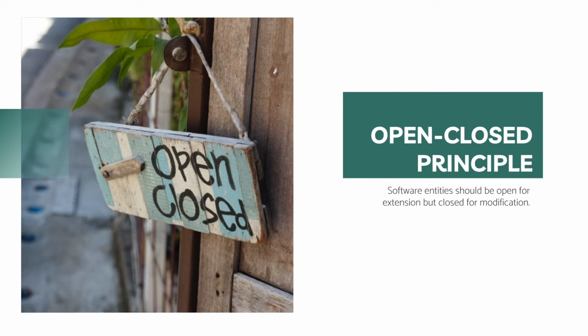The second principle is the open-closed principle. Software entities such as a class or component should be open for extension but closed for modification. You might see indications that this principle is being violated if we see a series of if statements checking for things of a particular type.